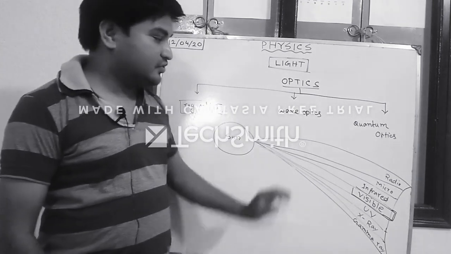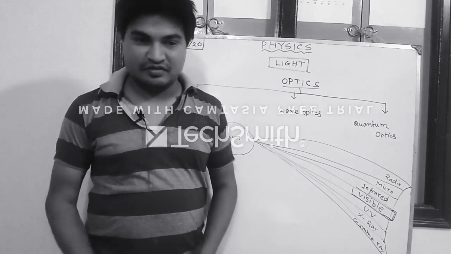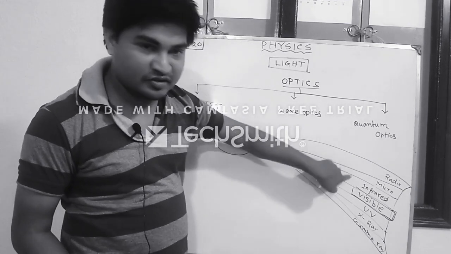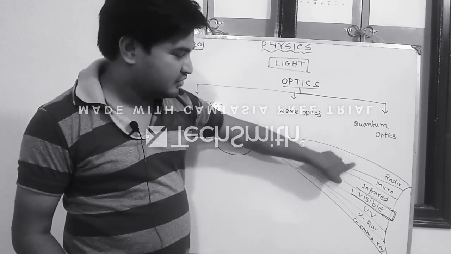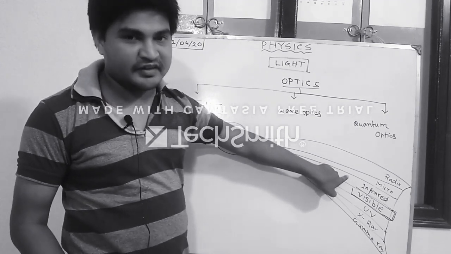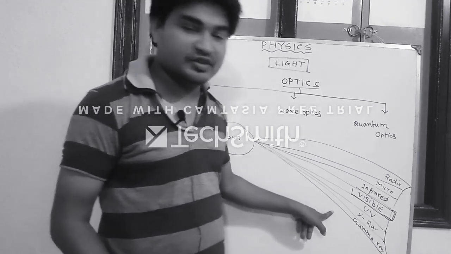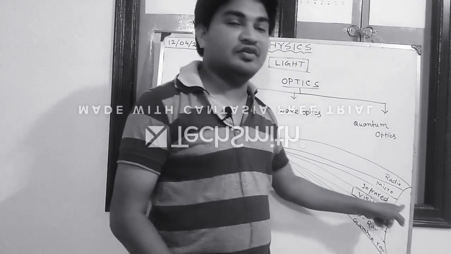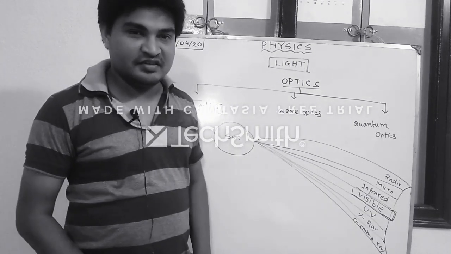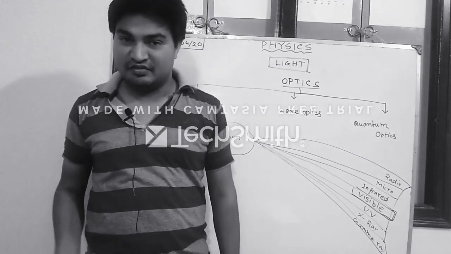That's why if we say light is the form of energy which causes the sensation of vision, then am I correct? Is this also right? Are they going to help us to see objects? I don't think so. They will not help you to see objects. So only this portion of light is going to help you to see objects. That's why we can't say that light is a form of energy which causes sensation of vision.